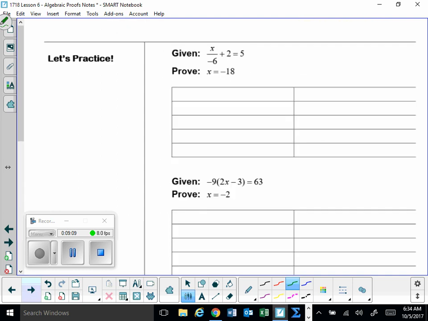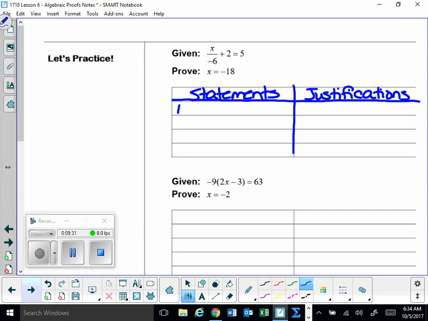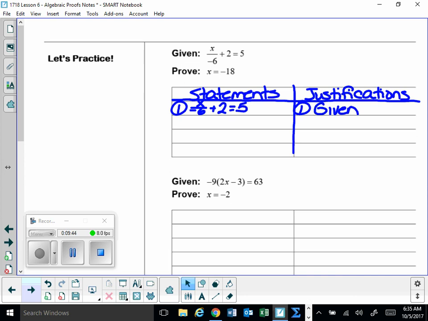All right, let's set this sucker up. Let's draw our T. Let's put in our headings. Let's write our given. Okay, at this point I want you to pause your video and try the rest of this on your own.